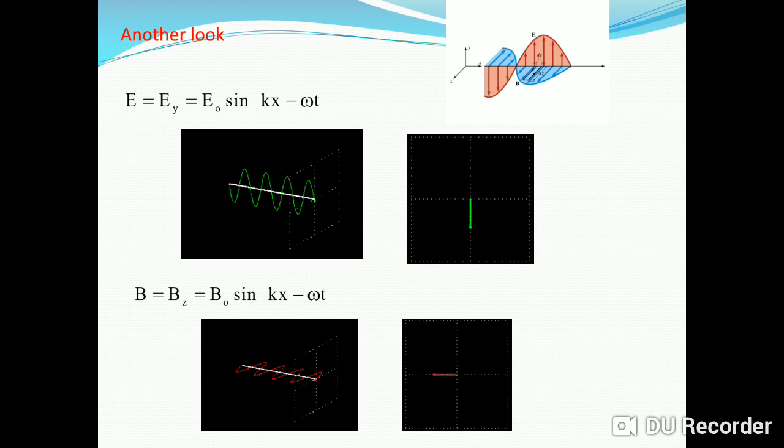Now next, see this another look at how the electric field and magnetic field are vibrating and how the electromagnetic wave is propagating along the x-axis. The electric field is vibrating along the y-axis, the magnetic field along the z-axis, and the electromagnetic wave is propagating along the x-axis. So this is another look at how the electric field and magnetic field are vibrating.